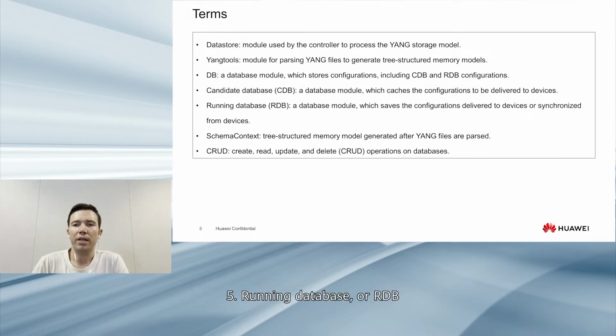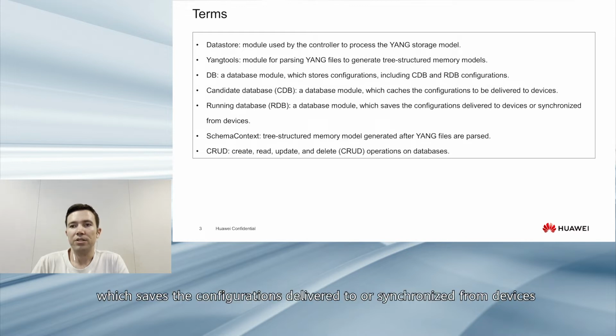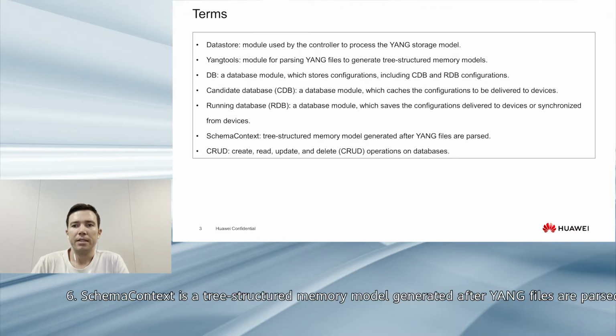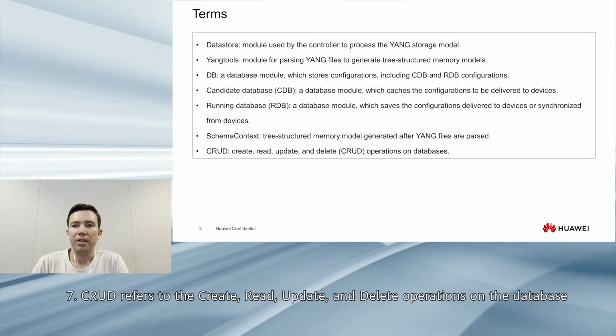5. Running database, or RDB, is a database module which saves the configurations delivered to or synchronized from devices. 6. Schema context is a tree-structured memory model generated after Yang files are parsed. 7. CRUD refers to the create, read, update, and delete operations on the database.